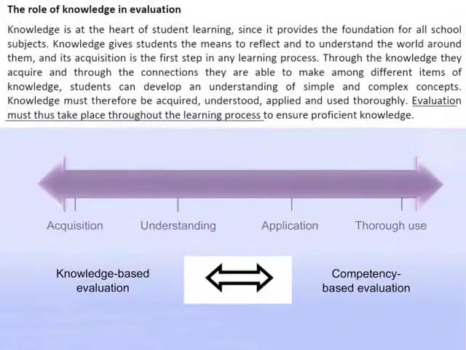This paragraph is taken from the framework. It tells us that evaluation must take place at all steps of the learning. At one end of the continuum, we have knowledge-based evaluation, for example, a verb test. At the other end of the continuum, we have competency-based evaluation. For example, evaluating students while interacting orally to see if the student can communicate.